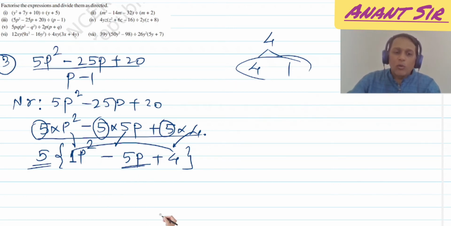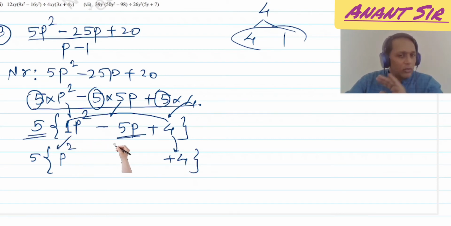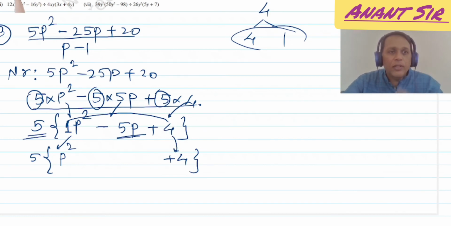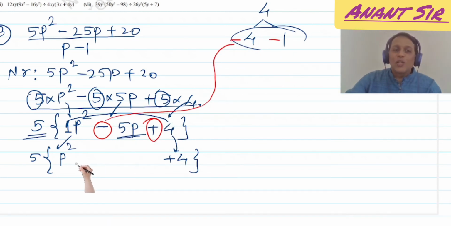So now, how do we solve this further? We just copy that 5 as it is. Write the first term and last term as they are, without changing anything, keeping the signs the same. And now use the first tool: if the last term is positive, give the sign of the middle term to both the numbers. So we write it as minus 4p minus 1p.